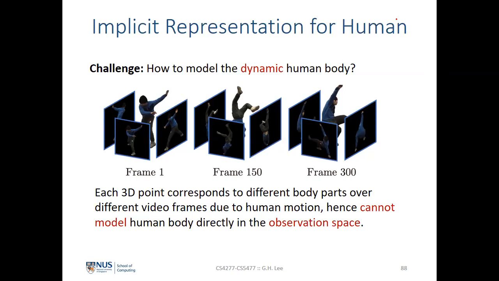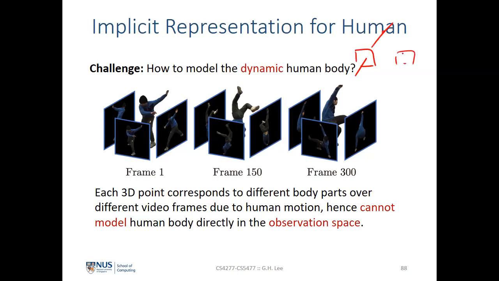But the problem here is that it's dynamic. The human, for example, this guy is dancing. And this point on the hand here, because you know that in NeRF, you need a static scene and known poses of the camera, because you need to do this.